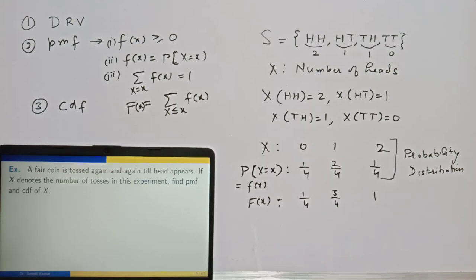Now see this example. A fair coin is tossed again and again till head appears. If X denotes the number of tosses in this experiment, find PMF and CDF of X. X denotes the number of tosses. The definition changes here.